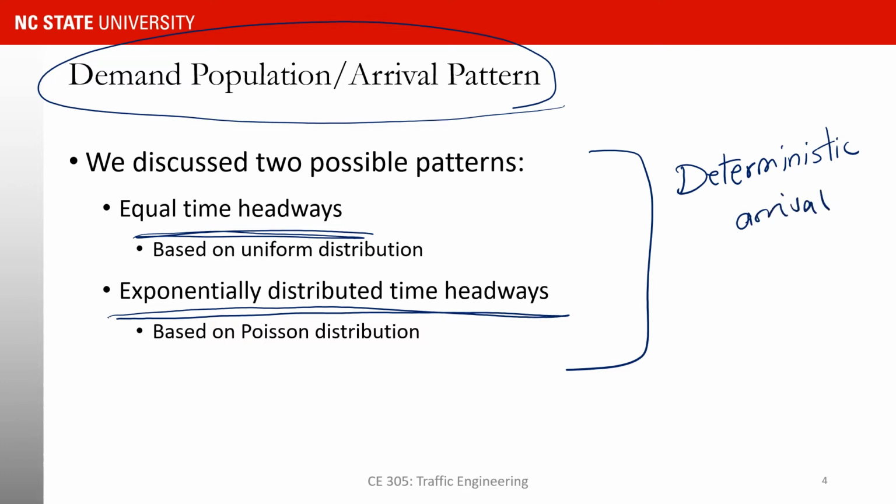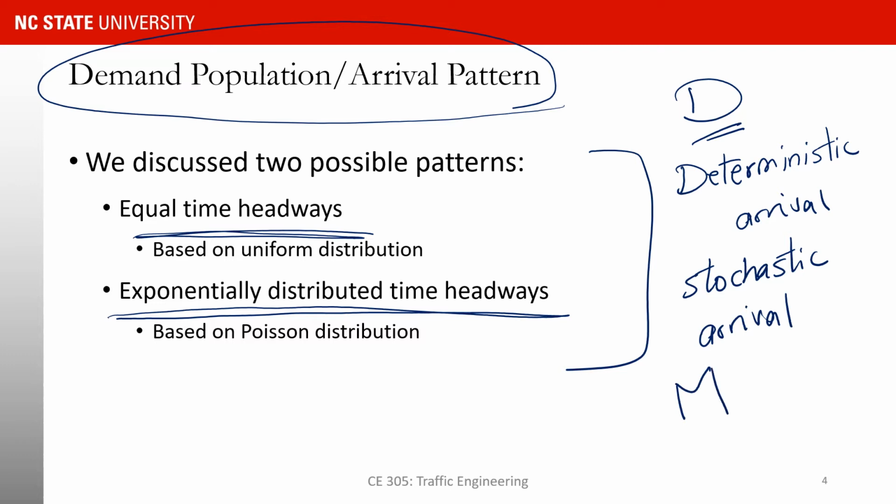And usually we use a value of D to show that. And if you have exponentially distributed time headways, we have stochastic arrival. And we usually use M to show those systems.